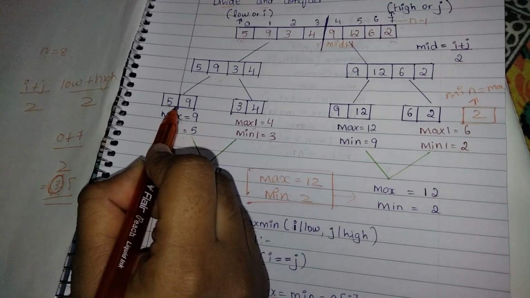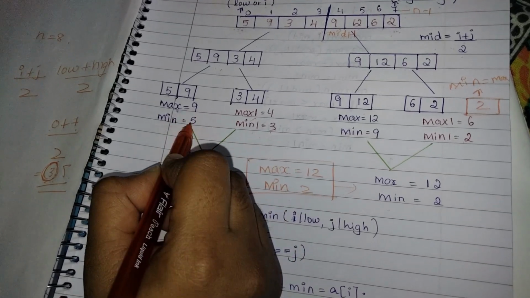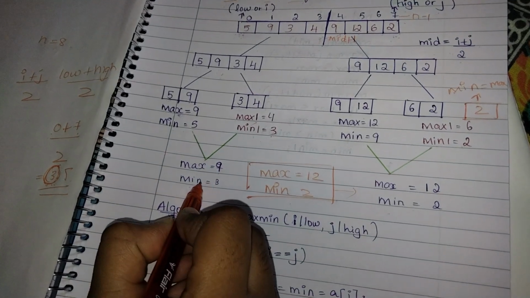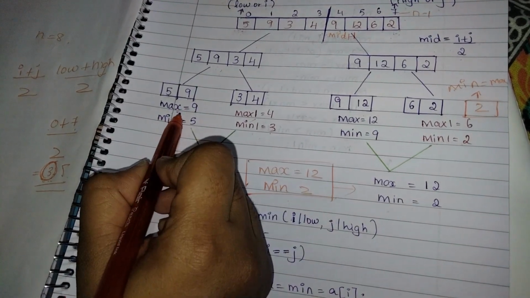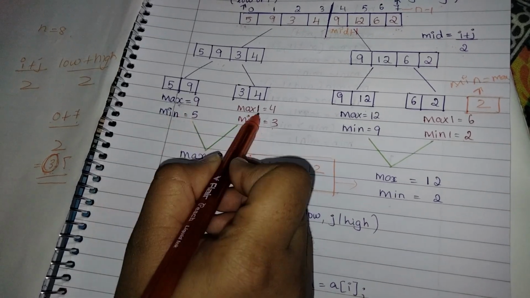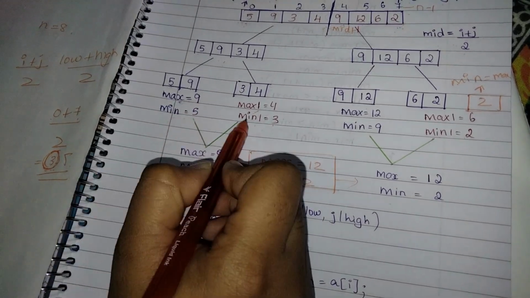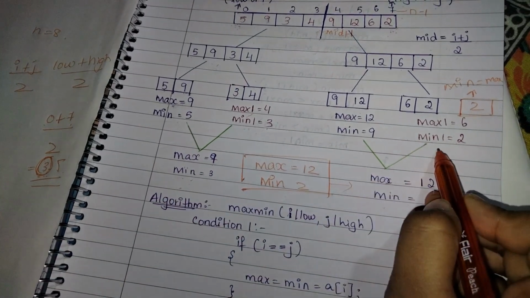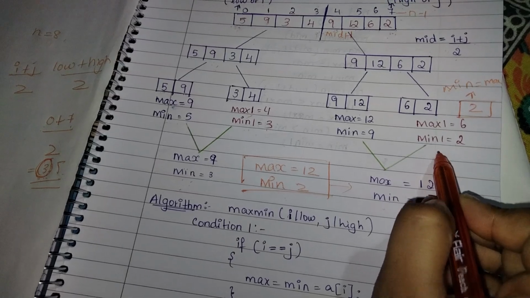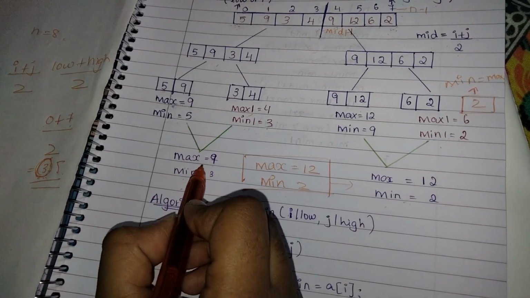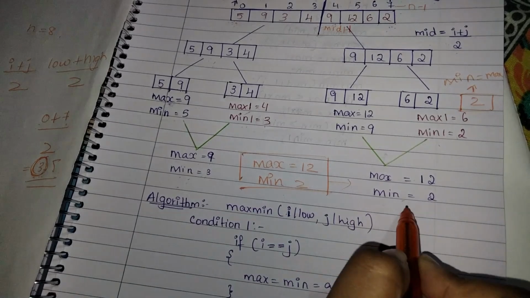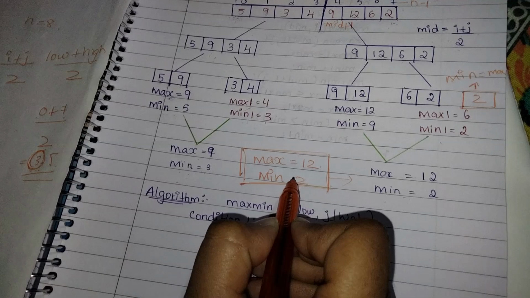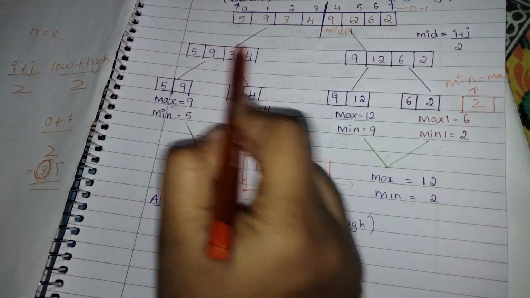Now we will compare these two elements, and after the comparison, whichever is the maximum, we will take it. So max and max1, which is the maximum? 9. Min and min1, which is the lowest? min1. Again the same in the case of this list also. Then again we will do another comparison, and at that time we will get the final answer. So the maximum is 12 and the minimum is 2 in the entire list.